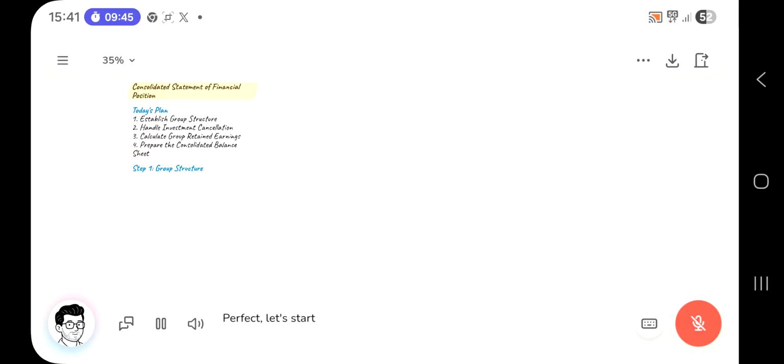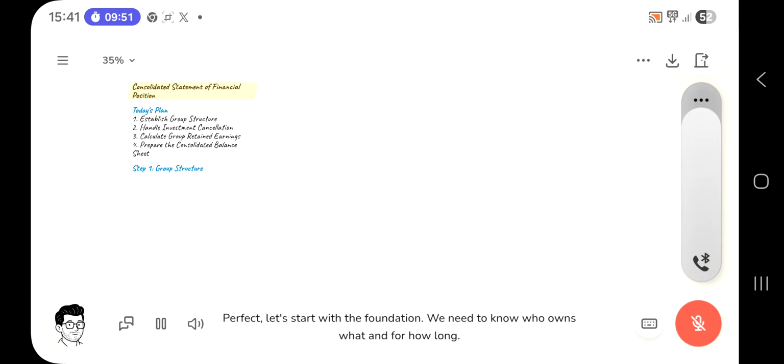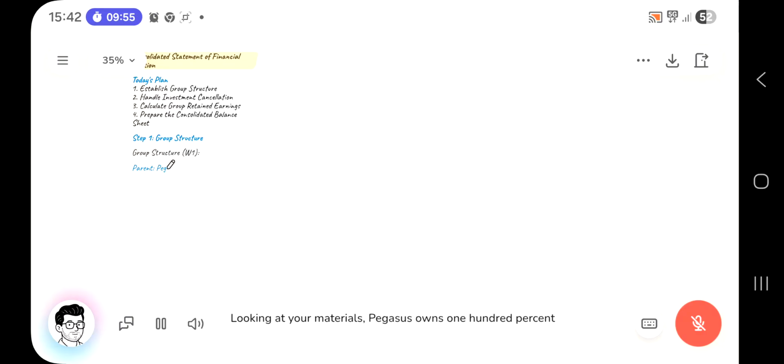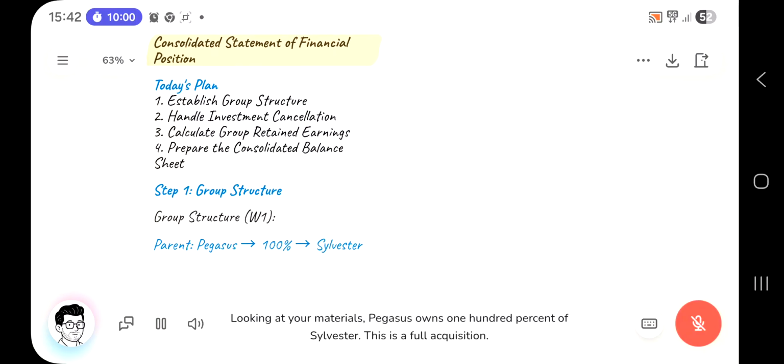Perfect. Let's start with the foundation. We need to know who owns what and for how long. Looking at your materials, Pegasus owns 100% of Sylvester. This is a full acquisition.